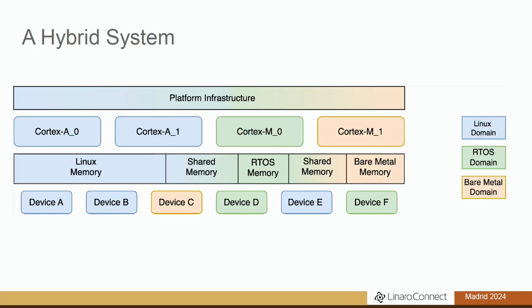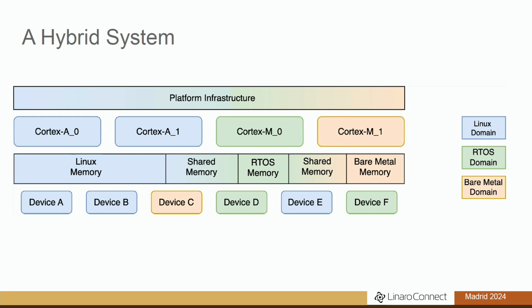So starting off, what do I mean by a hybrid system? Simply, a hybrid system, as far as this work was concerned, is a system that has more than one different type of processor in it. There's an example here of a generic hybrid system. It has some application cores running Linux. Right over on that far side, it has two MCU style cores, one of which is running an RTOS, one of which is running a bare metal application.